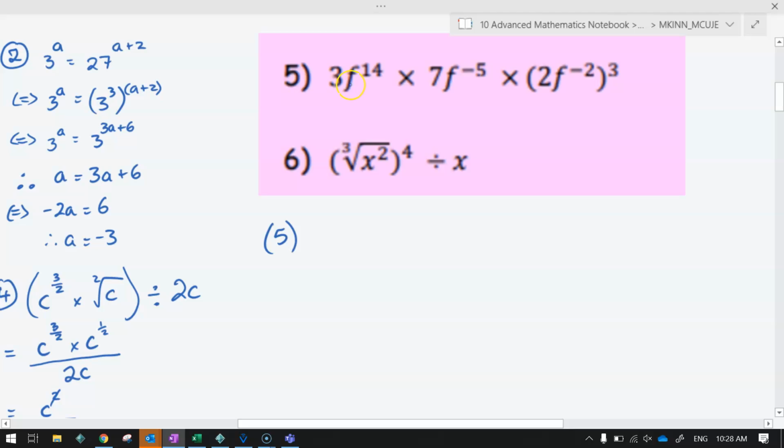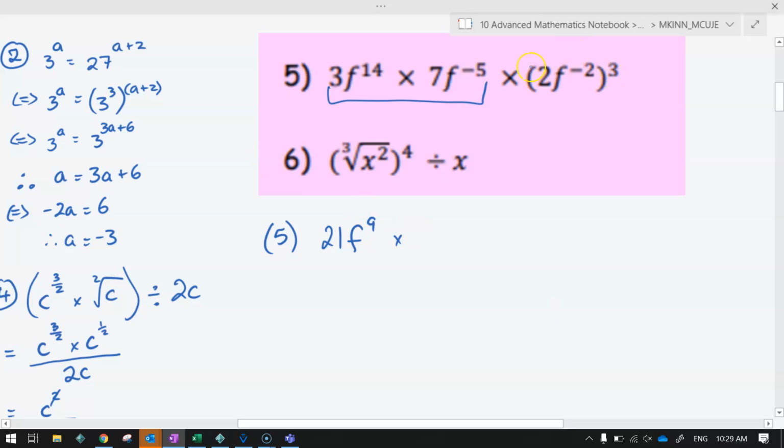All right. 3 f to the power of 14 times 7 f to the power of negative 5 times 2 f to the negative 2 all cubed. Well, fine, we just go left to right. Numbers times numbers, letters by letters. It's all going to work out nicely. 3 times 7, I'm going to have 21. F to the 14 times f to the negative 5. 14 plus negative 5 is f to the power of 9. I've done the first little bit there, haven't I?